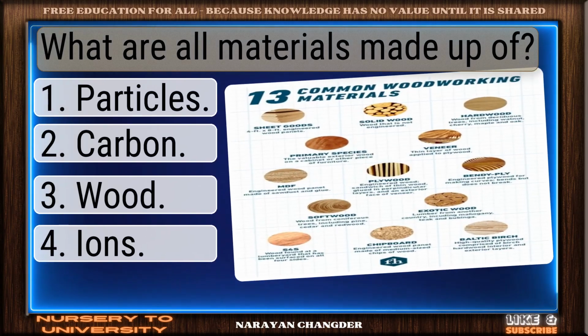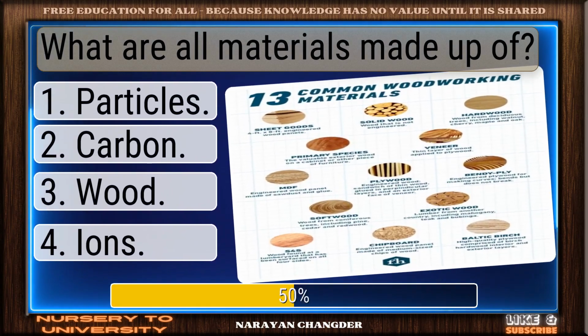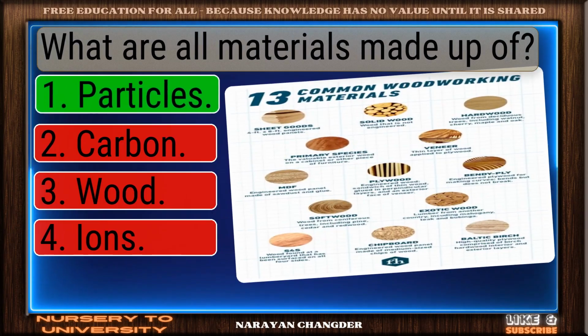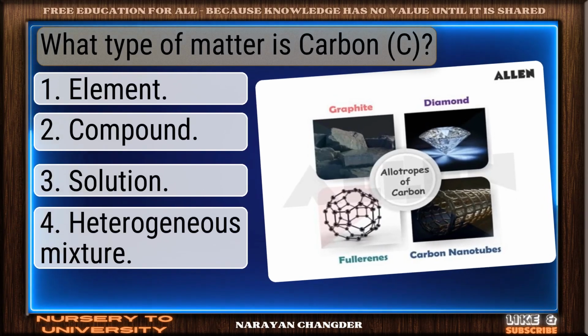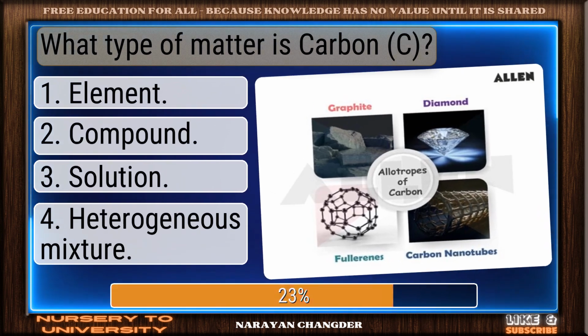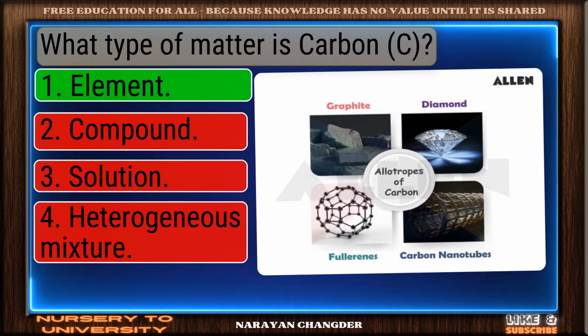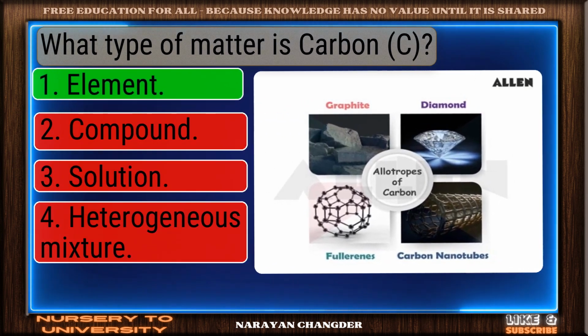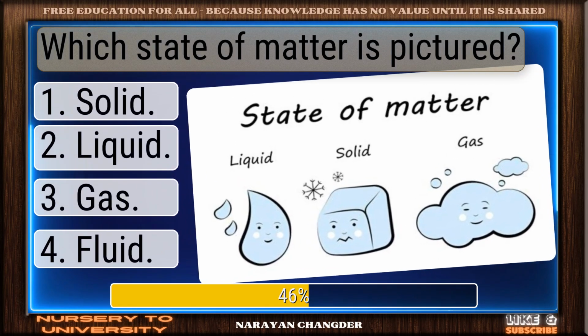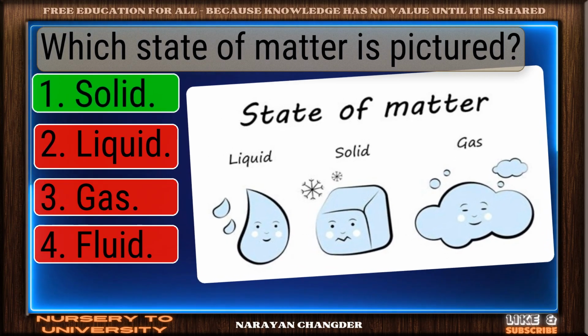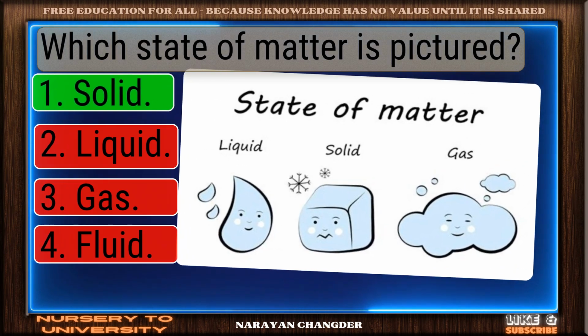What are all materials made up of? Sharp thinking. Particles is the right choice. What type of matter is carbon? Bravo, element is the answer. Which state of matter is pictured? Correct response. Solid is the most accurate answer.